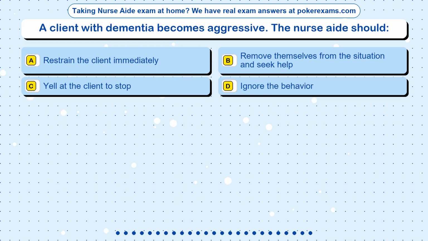Question 11. A client with dementia becomes aggressive. The nurse aide should: Option A. Restrain the client immediately. Option B. Remove themselves from the situation and seek help. Option C. Yell at the client to stop. Option D. Ignore the behavior.